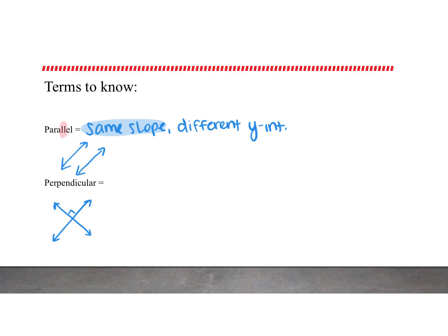So we like to call those opposite reciprocals because there's two things happening here. Opposite and having a reciprocal. Opposite meaning that they have opposite signs. So one of them has a plus sign in their slope, the other one has a negative sign.